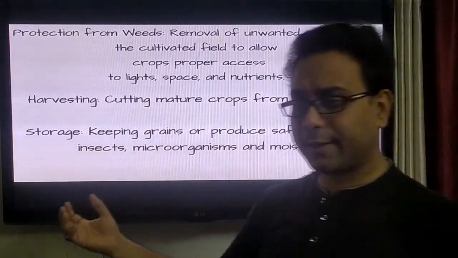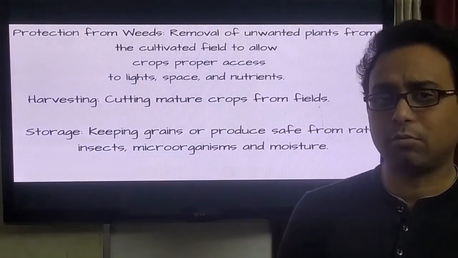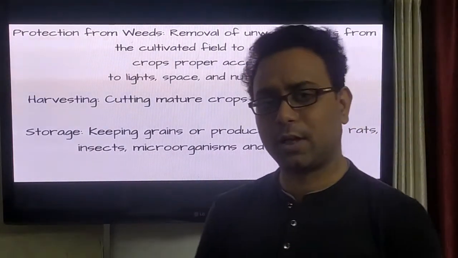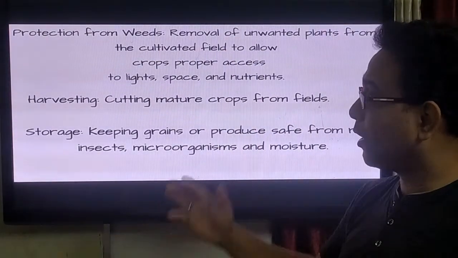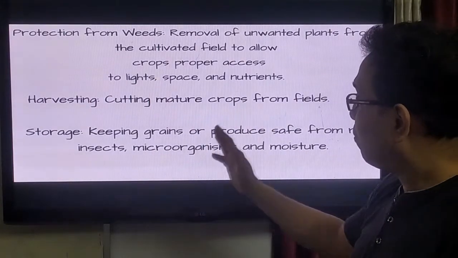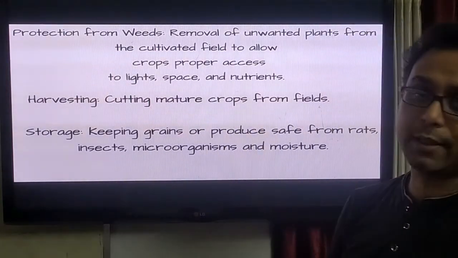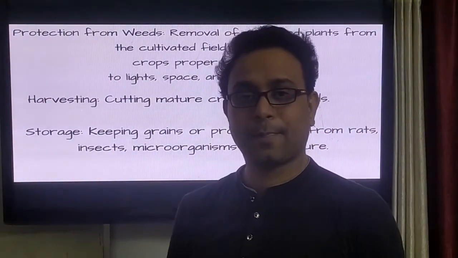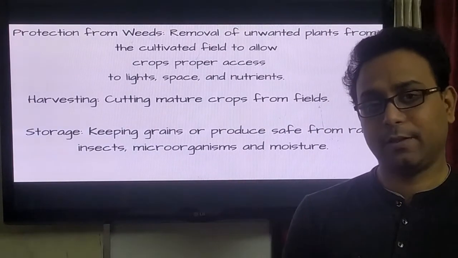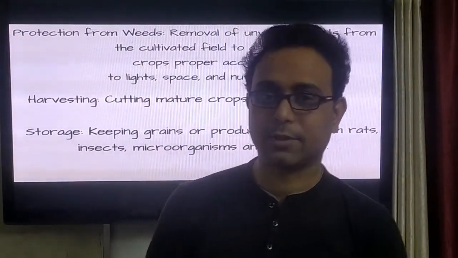Because when the grains take moisture, fungal growth is very common. At that time lots of grains are damaged. So you must keep grains or produce safe from rats, insects, microorganisms and moisture. So these are some important steps, right? These must be practiced in the agricultural process.